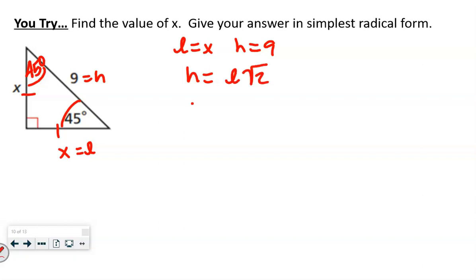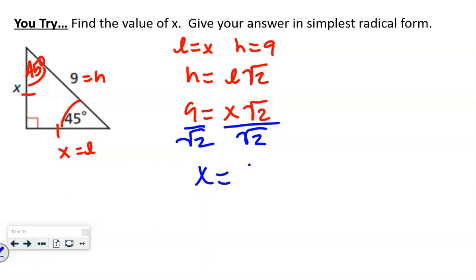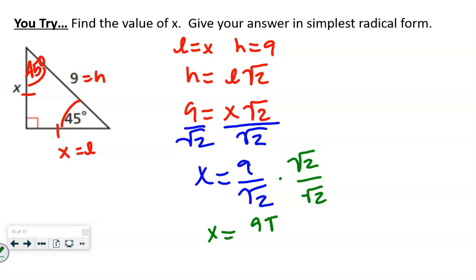So we're going to populate that formula. 9 is equal to X square root of 2. Do you remember what to do here? Got to divide both sides by the square root of 2. So x is equal to 9 over the square root of 2. Can't have a radical in the denominator though, right? So you've got to multiply this by the square root of 2 over the square root of 2. So it's going to give us x is equal to 9 square root of 2. Remember, this is multiplied, so that's going to be the square root of 4. So that means our answer actually is going to be 9 square root of 2 over 2.